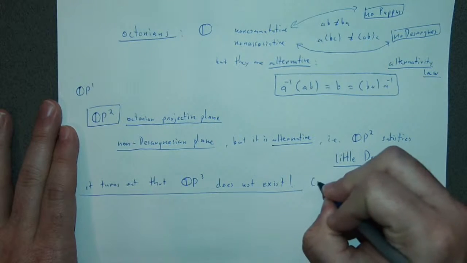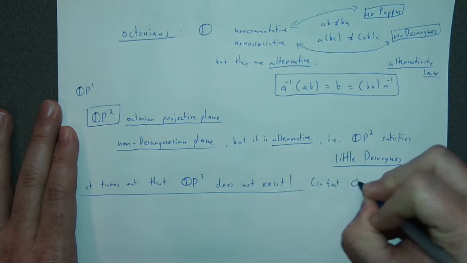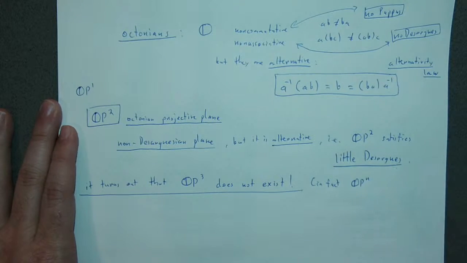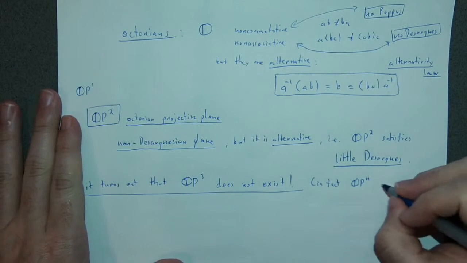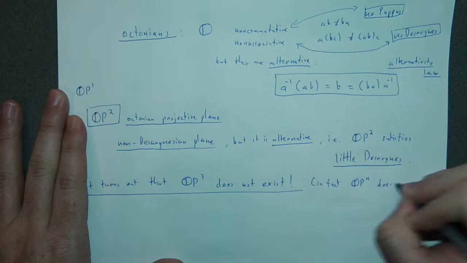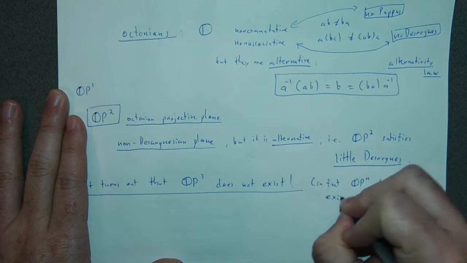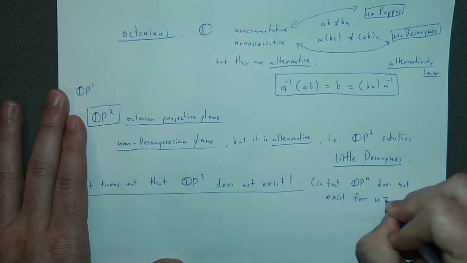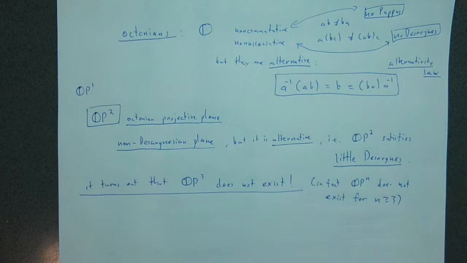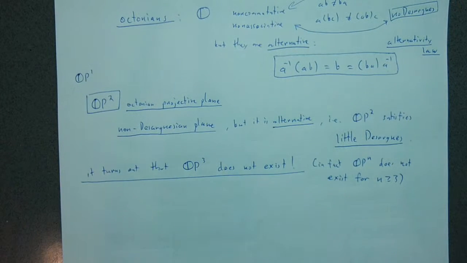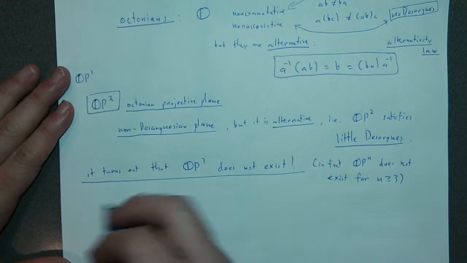In fact, none of the higher Octonian projective spaces exist. So this does not exist for n bigger than or equal to 3. So in fact, other than OP1 and OP2, you can't get any other Octonian projective spaces. Why? This is an extremely subtle and very strange and interesting fact. So here's the reason why.